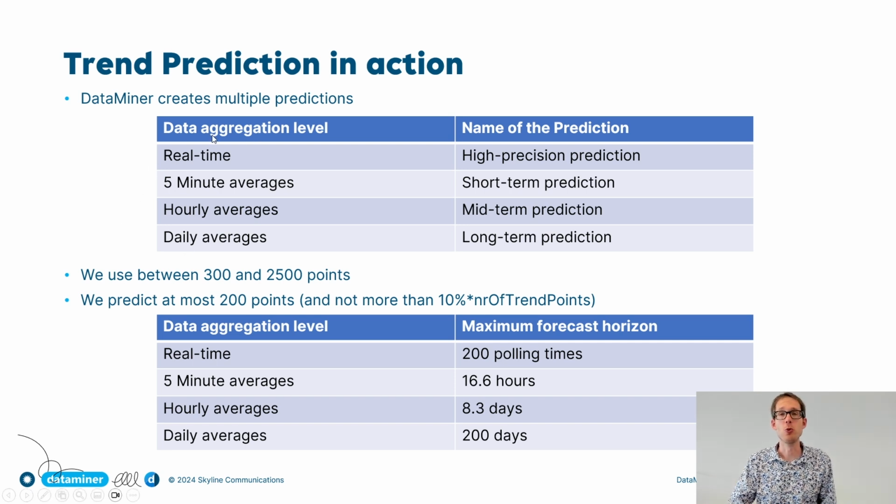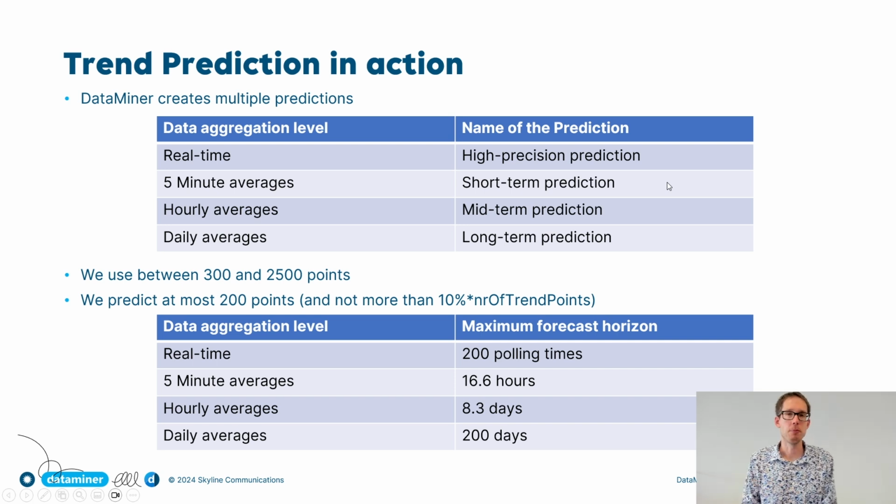First of all, DataMiner keeps real-time data. It typically stores that for 1 day, but you can change that in the settings. Next, DataMiner also stores 5-minute average data. This is typically stored for about a month. Next, we also store hourly average data, which is stored for about a year actually. And finally, we also store daily averages. Now, for each of these 4 data sets, we create a different prediction. For real-time data, we create what we call a high precision prediction. For 5-minute averages, we create a short-term prediction, and then we have a midterm and a long-term.